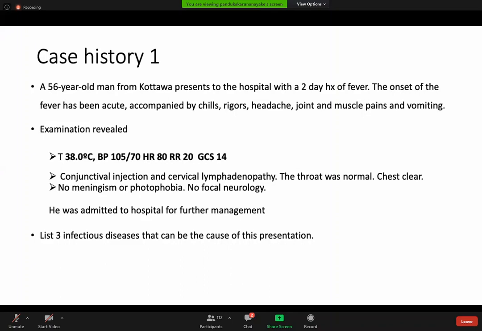Any other cause? Now these are the things that would come to our mind fairly early. These are the things that we also consider in our differential diagnosis fairly early, but can you think of other causes of acute febrile illness with lymphadenopathy, generalized lymphadenopathy or cervical lymphadenopathy?